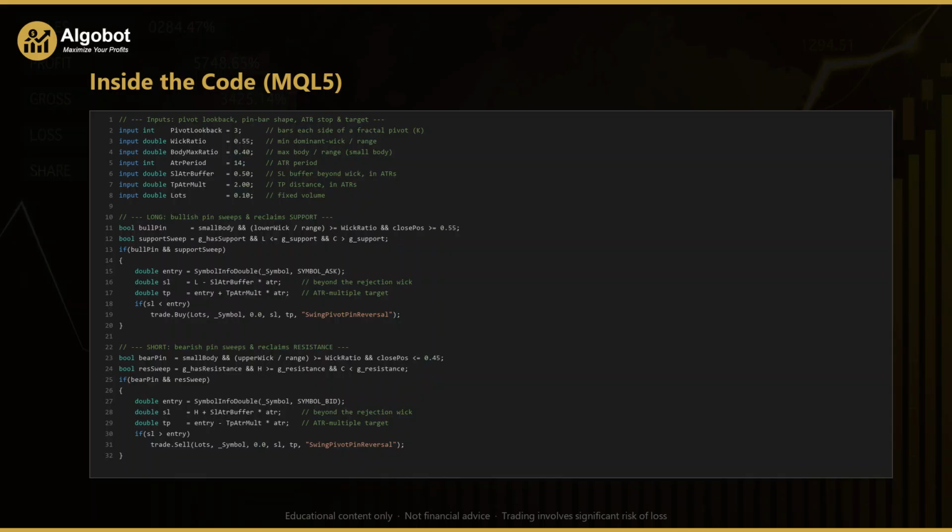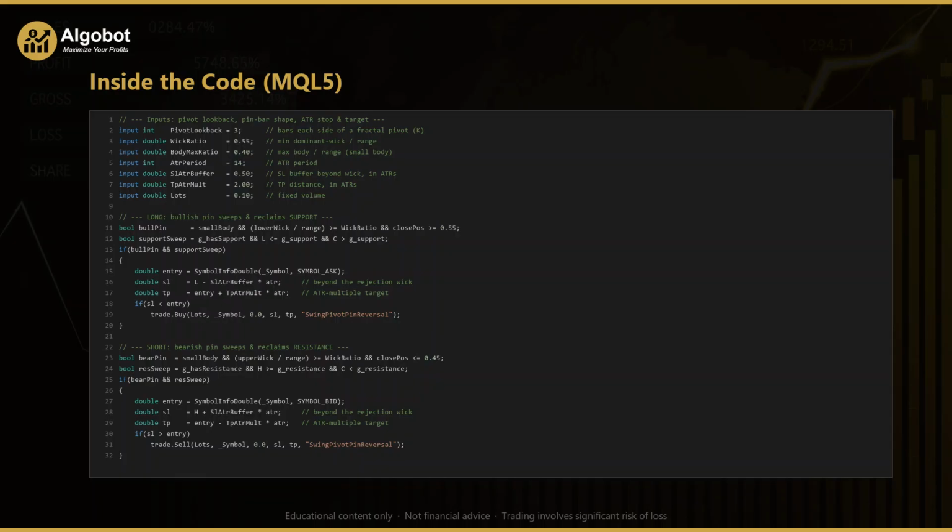When both are true, the code reads the ask price as the entry, sets the stop below the candle's low minus the buffer times ATR, and places the take profit at the entry plus the take profit multiple times ATR. If the stop sits safely below entry, it calls trade.buy. The short block mirrors it.